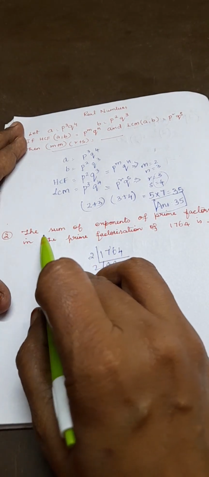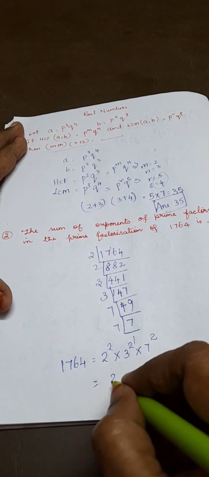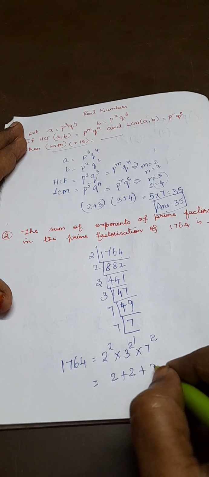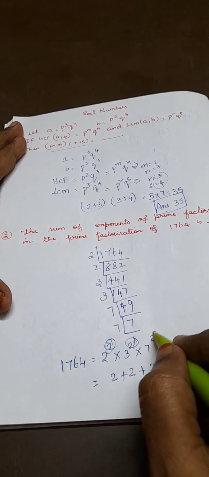And they are asking the sum of exponents. So what you will get? 2 plus 2 plus 2, you will get 6. Exponents alone you have to add, right? Okay. Shall we go to the next problem?